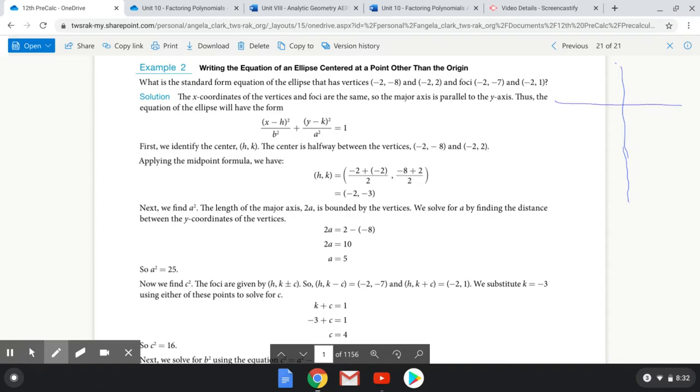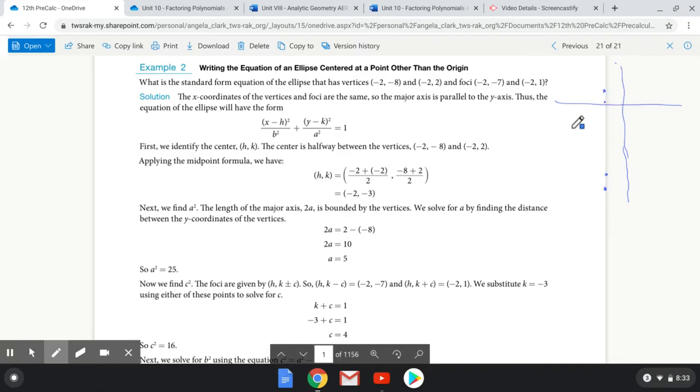Okay, so my first one is at (-2, -8). So I'm going to put that there. And then I have another vertex at (-2, 2). So that's here. And then I have foci at (-2, -7) and (-2, 1). Okay, so observation.